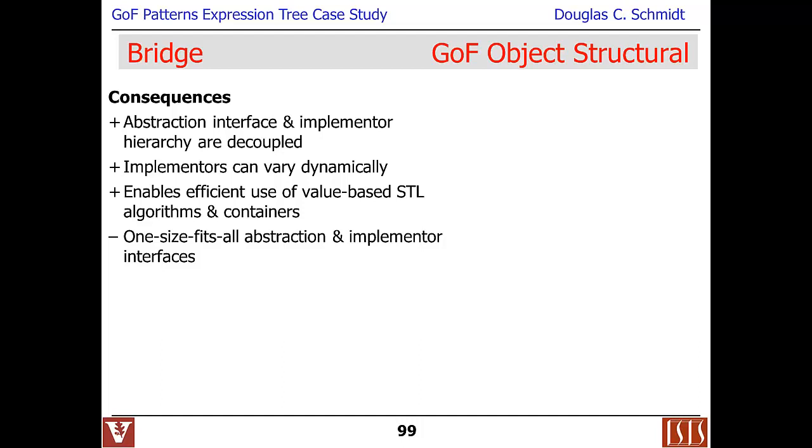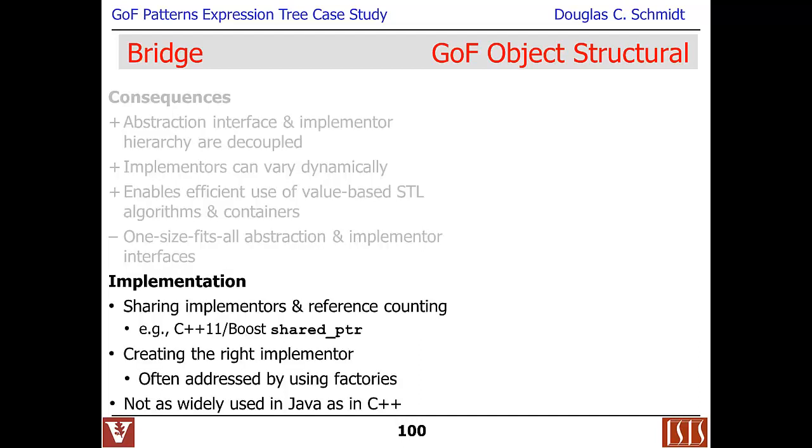The downside is that you have to have everything work with a one-size-fits-all interface. Everybody's implementation in this pattern has to conform to what the interface wants. Now, you can use adapters and so on to make that a little easier if you've already got stuff that doesn't quite fit, but it still has to have that one-size-fits-all interface. Lots of examples. C++ and Boost provide you with some built-in support for things like shared pointers to make this easier. Creating the right implementer: how do you figure out what implementation you want to be connected through the bridge?